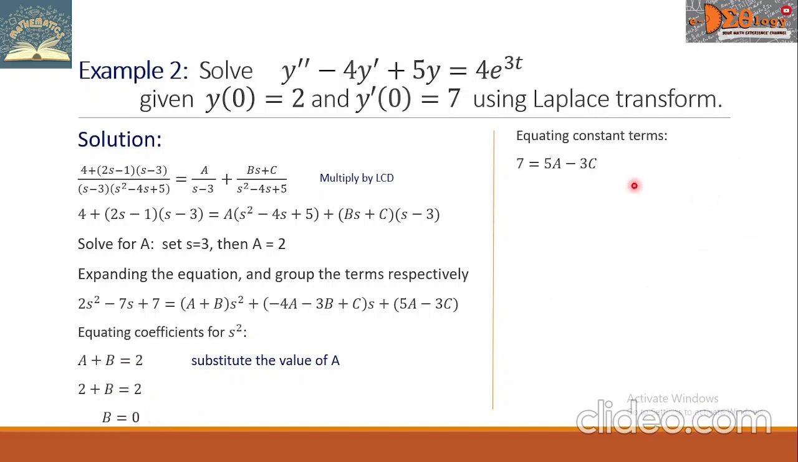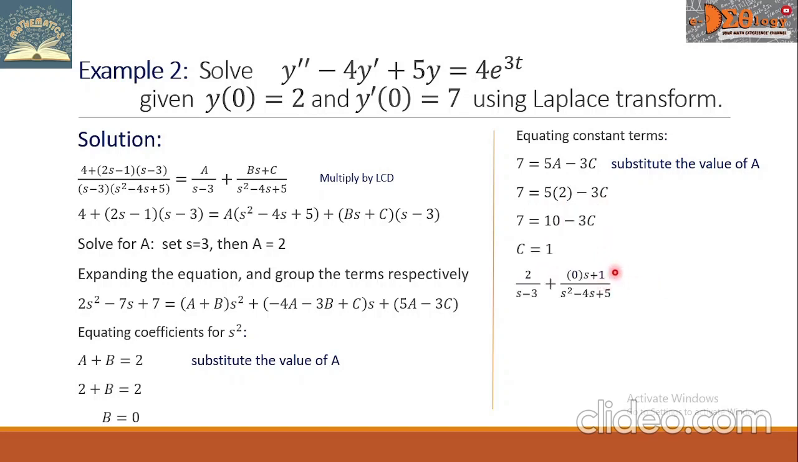Next, let us equate the constant terms. In here, the constant is 7. We write it here, equals, on the right side, it is 5a minus 3c. Again, we substitute the value of a in here. So we have this 7 equals 5 times 2 minus 3c. We get the product as 10. Then let us solve for c. The value will be positive 1.